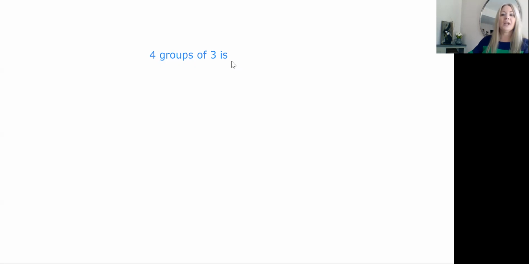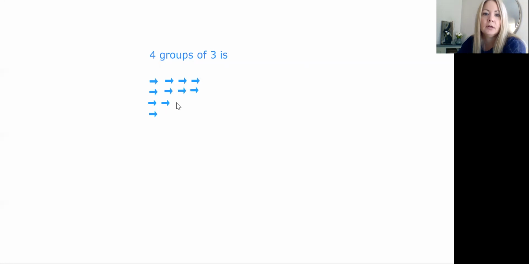So how many rows am I going to have in my array, boys and girls? If you said 4, you are correct because we have 4 groups. So 1, 2, 3, 4. We're going to have 4 rows and there are going to be 3 in each row because we have groups of 3. So that is what an array could look like for 4 groups of 3.